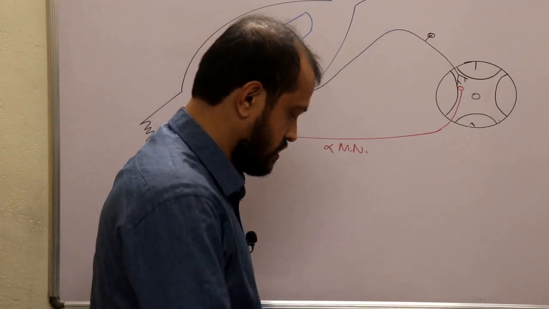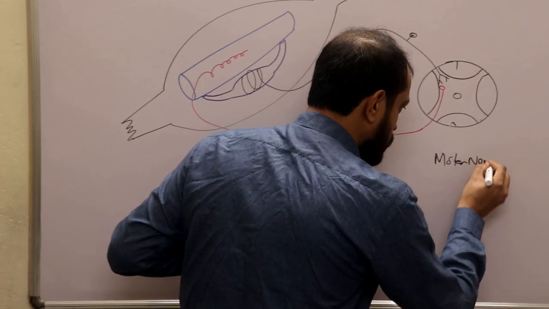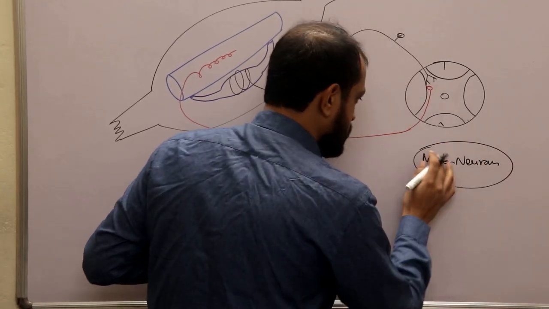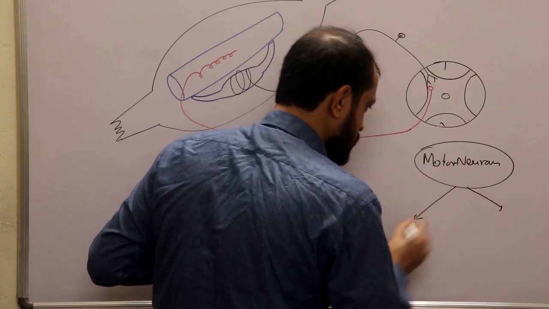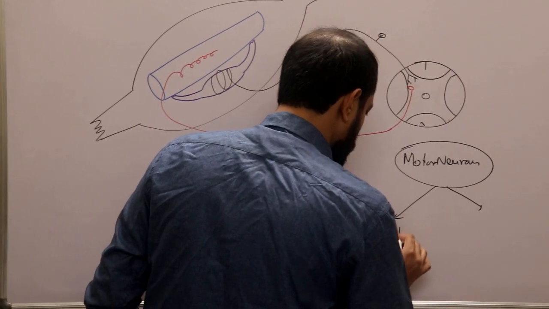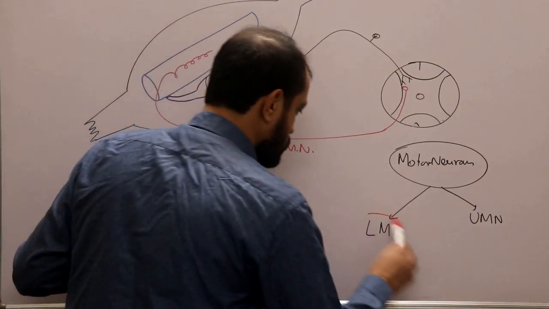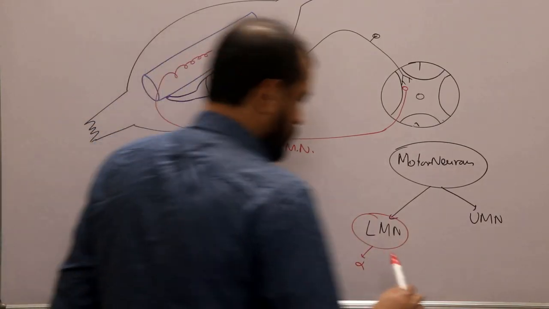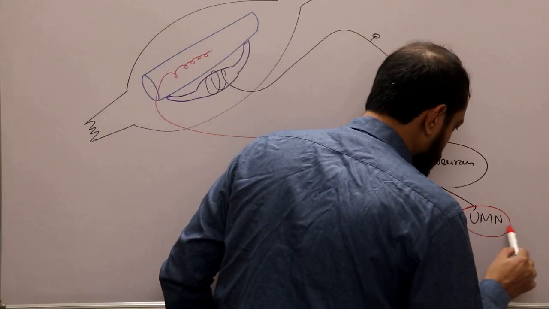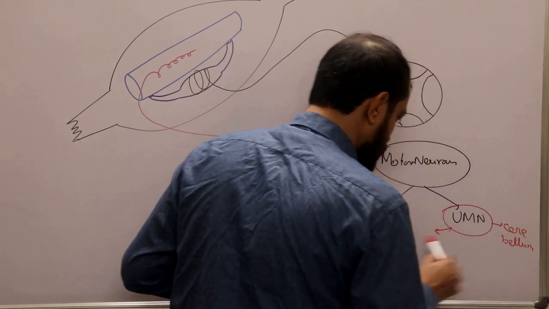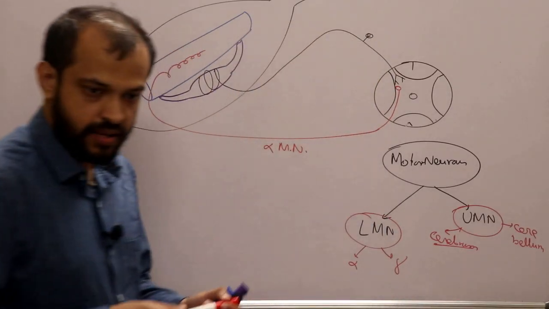Now listen with all your attention. Motor neurons in our body are divisible into two categories, that is lower motor neuron and upper motor neuron. Now listen, this lower motor neuron consists of alpha motor neurons and gamma motor neurons. Upper motor neurons are coming from cerebellum and cerebrum, specifically basal ganglia. Clear?